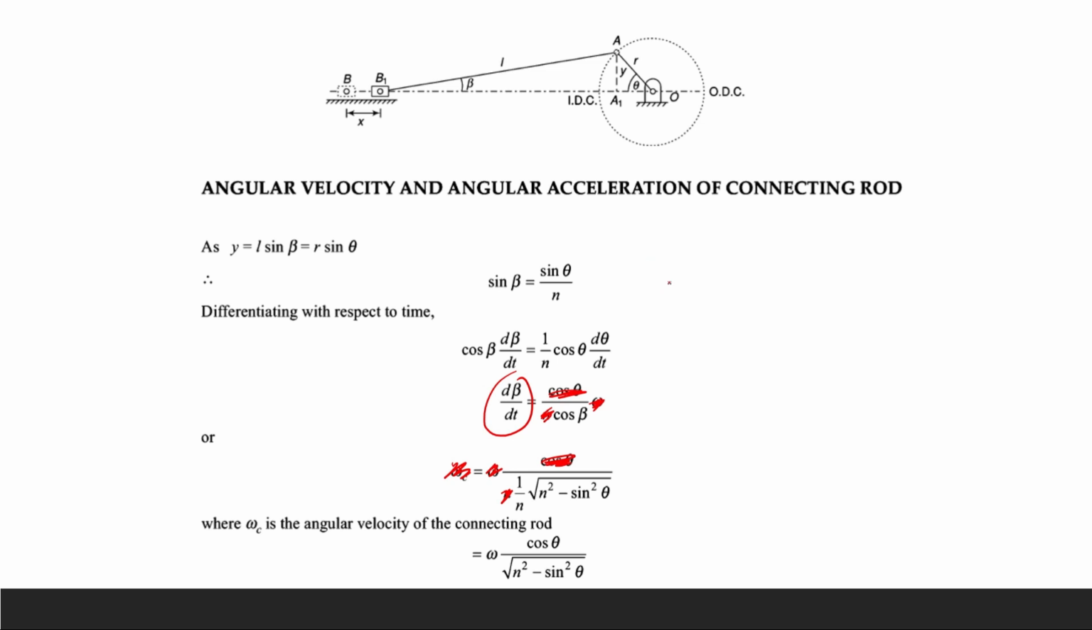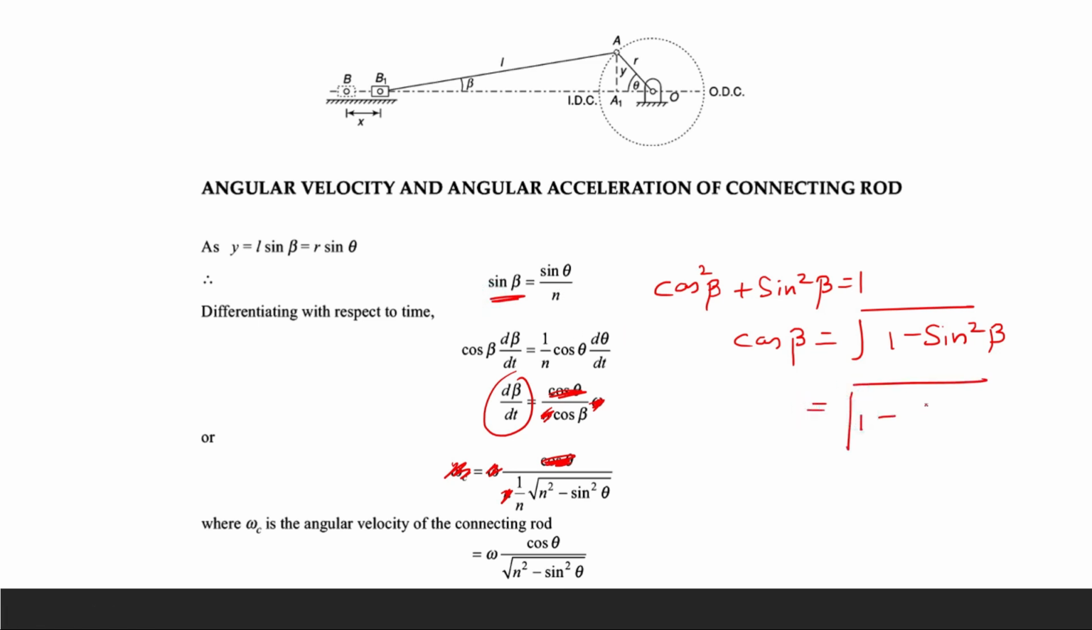What is the meaning of this? So अगर हम relation लिखें, you know that cos square theta plus sin square theta equal to 1. So I am just replacing theta with beta. So cos square beta plus sin square beta equal to 1. Okay, and I can also write that cos beta equal to under root of 1 minus sin square beta, but sin beta is equal to sin theta by n. So I can write that 1 minus sin square theta divided by n square.